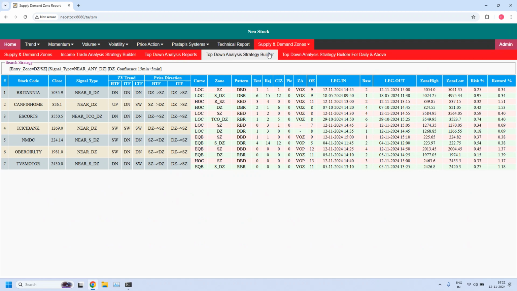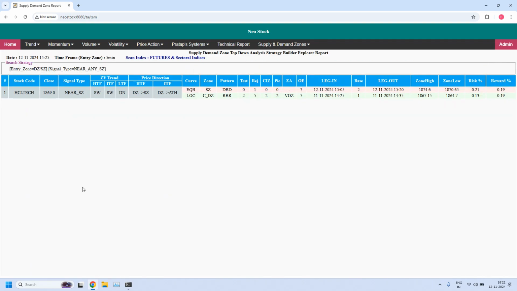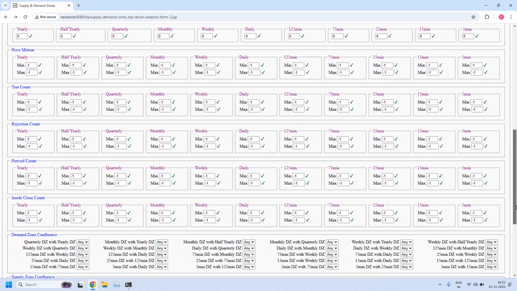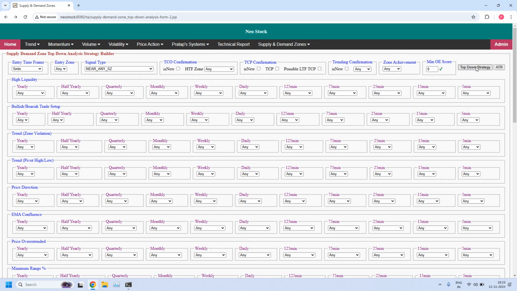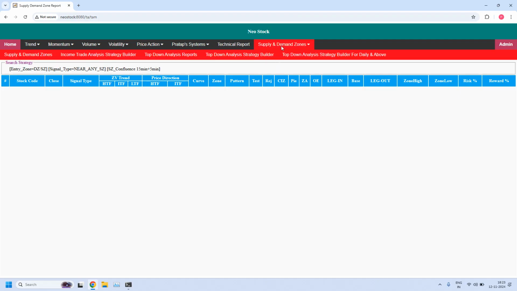Okay, next for the 5 minute time frame, let's find the stocks near the 5 minute supply zone. We got only one stock. Let's check whether it is having any ITF confluence, that is 5 minute supply zone with 15 minute supply zone confluence. So with this filter, no, that stock is not having ITF confluence. So this is about stocks near demand and supply zones.